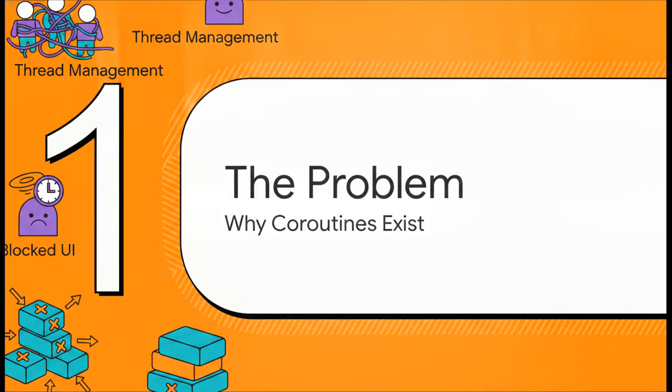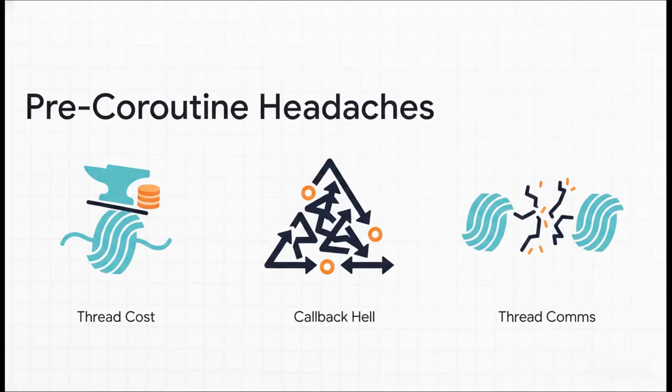Section 1. Problems coroutines actually solve. Before we can accurately define a coroutine, we really need to know the pain it was built to fix. You see, Android development in the pre-coroutines era had 3 big headaches. First, thread cost. Creating and managing threads is expensive. It eats up memory, adds overhead, and introduces a lot of complexity.